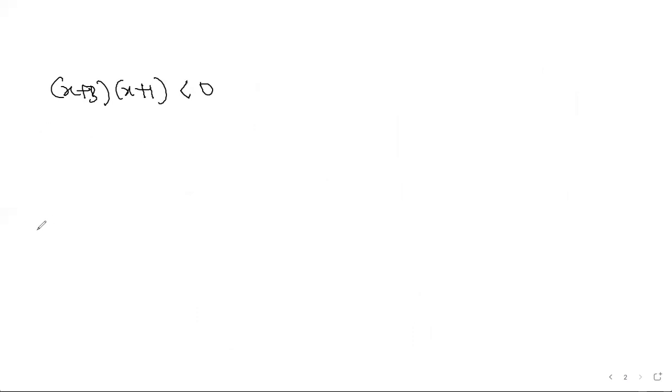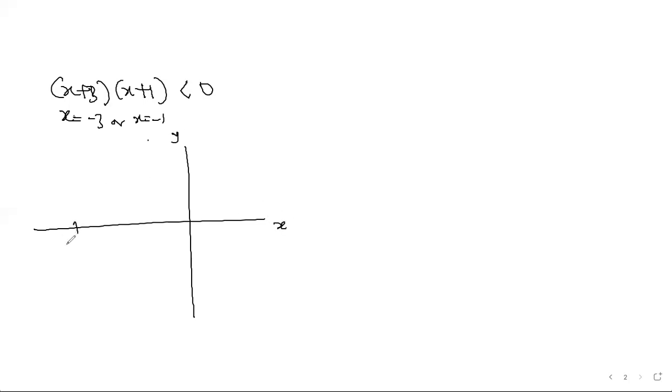If I have a quick sketch of this graph, I'll have the roots. The roots of the equation will be x equals minus 3 or x equals minus 1, right? So now I'm not looking at the inequality sign. I'm just trying to see where this quadratic function will cut the x-axis. So this is x, this is y. So this is 0, minus 3, and this is minus 1.